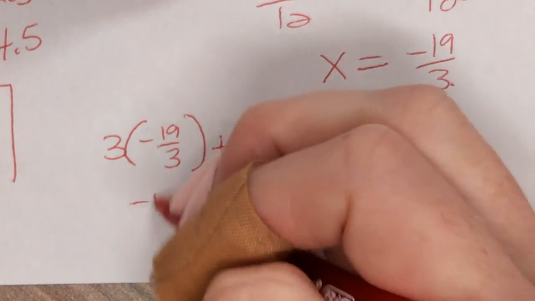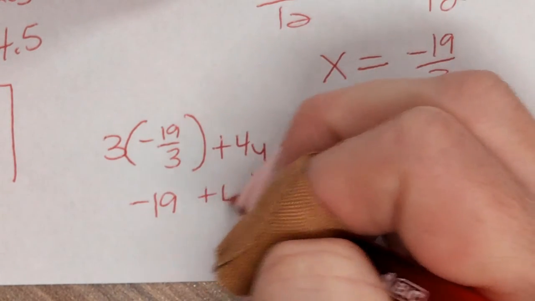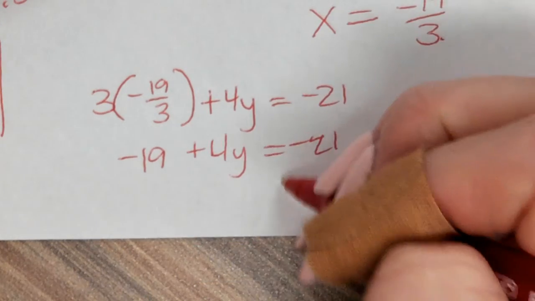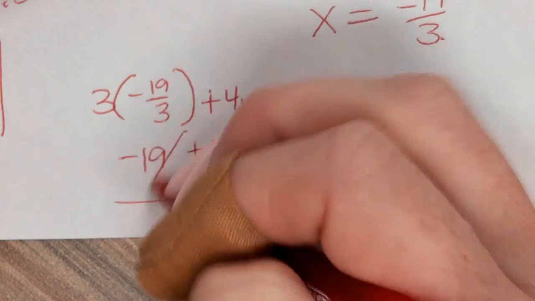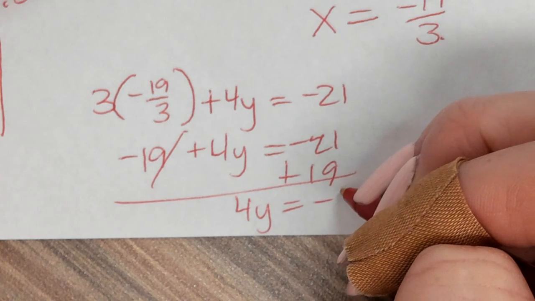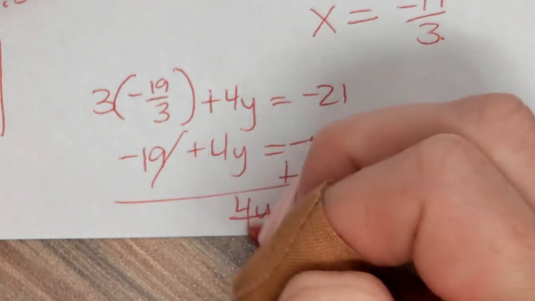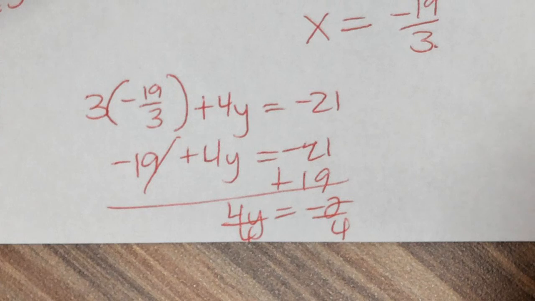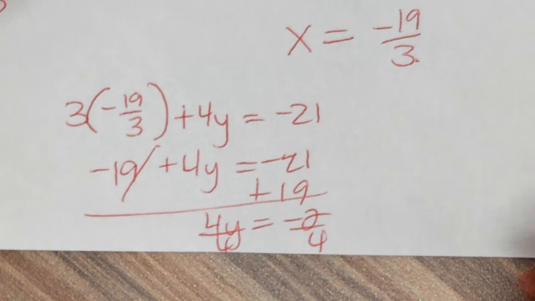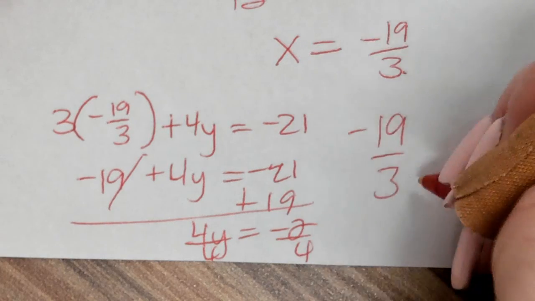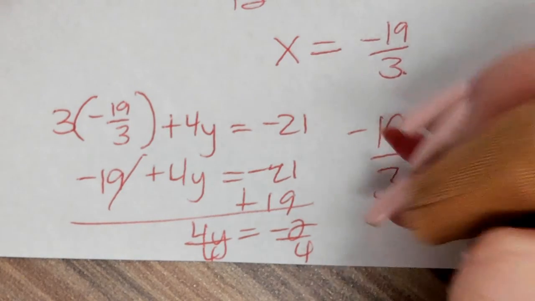Why'd I put that in? Negative 19 plus 4y equals negative 21. Add 19, and I get 4y equals negative 2, and then divide by 4. Please don't put that your answer is negative 2. Okay, the smaller number is on top, which means it's going to stay a fraction, which is negative 1/2. So negative 19/3, comma, negative 1/2.